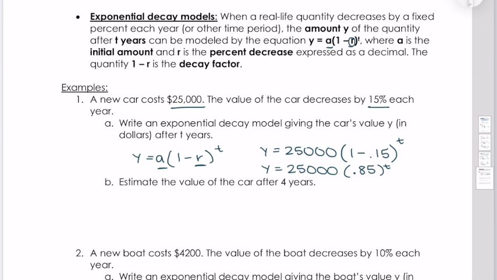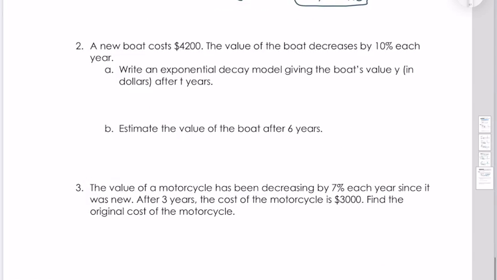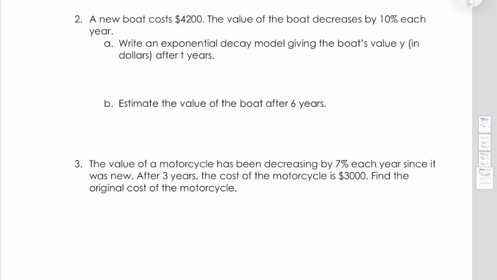So that's my model. For letter B, I am going to plug in 4 for t because it says estimate the value after 4 years. And our time, which is why it's t, is 4. I'm going to need to plug that into a calculator, and you end up with $13,050 and 16 cents. So when we're talking about money, round to the hundredth place. Alright, so having a car for 4 years decreases the value a whole lot. Just think about that when you're buying a car.